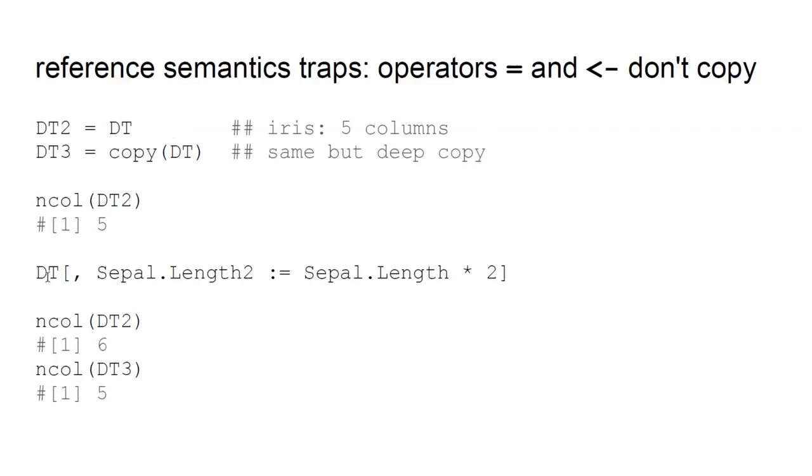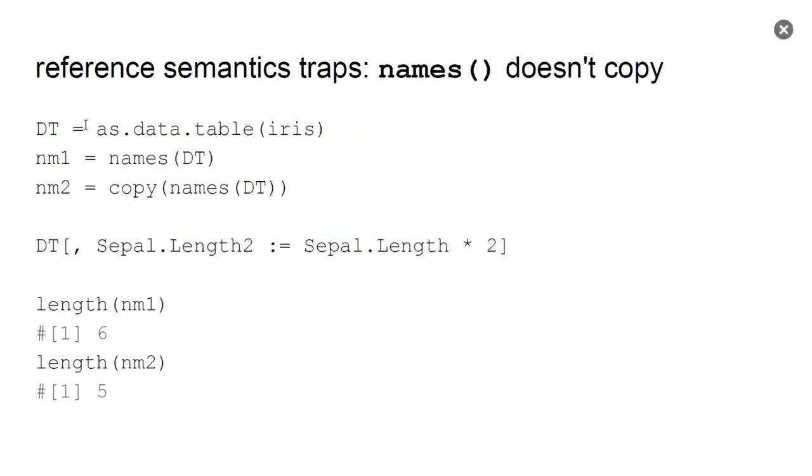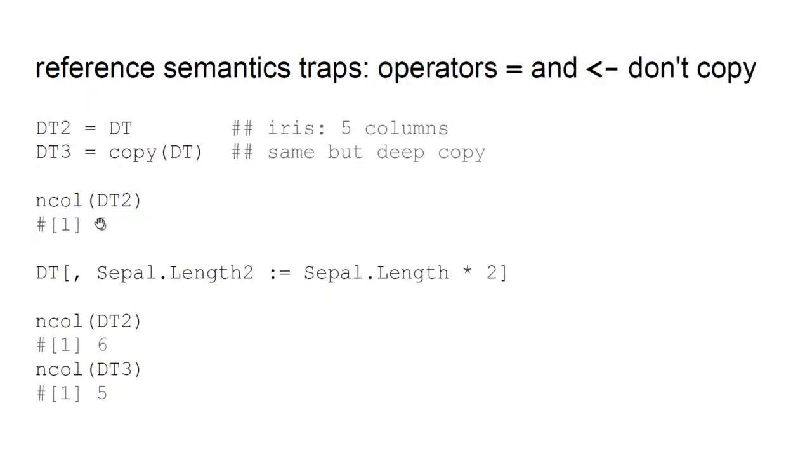Before update, we will be updating DT object. So we see that DT2 has 5 columns, and after updating DT, also DT2 has more columns. So DT2 got updated as well as DT, because it's just reference to DT. So if we update DT in place, then DT2 will be also updated. And DT3, because we made the deep copy, stays and has 5 columns.